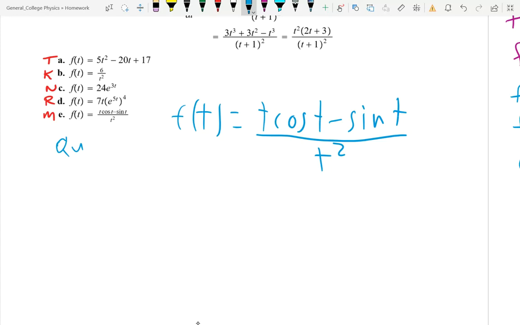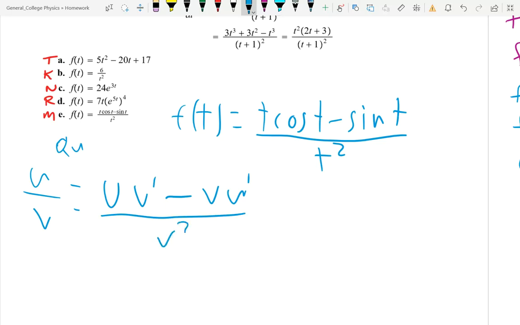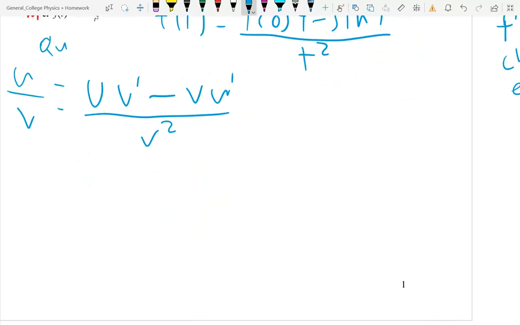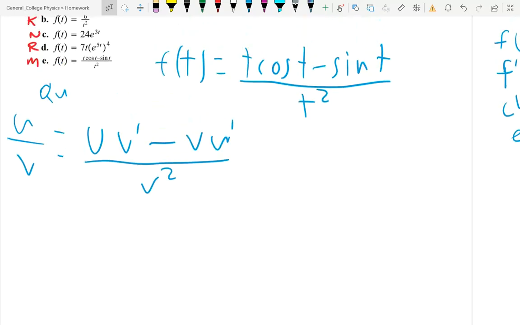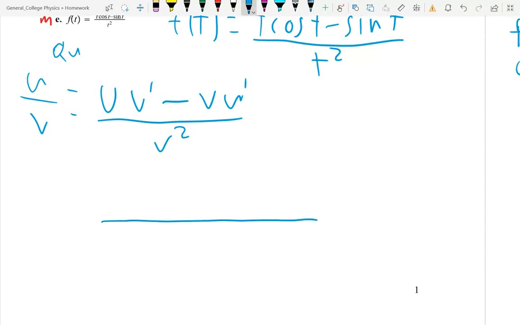Yes. Okay. So what we need to do is, I believe the quotient rule for u over v equals u and then v prime minus v u prime over v squared. Let's see. So what we do is we plug them in. Let me do it under here. Okay, so u will be t cosine t, so we just write it in.